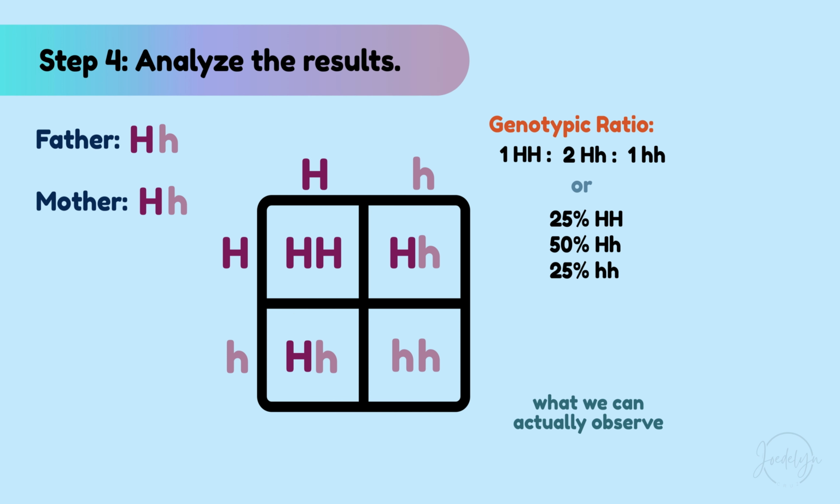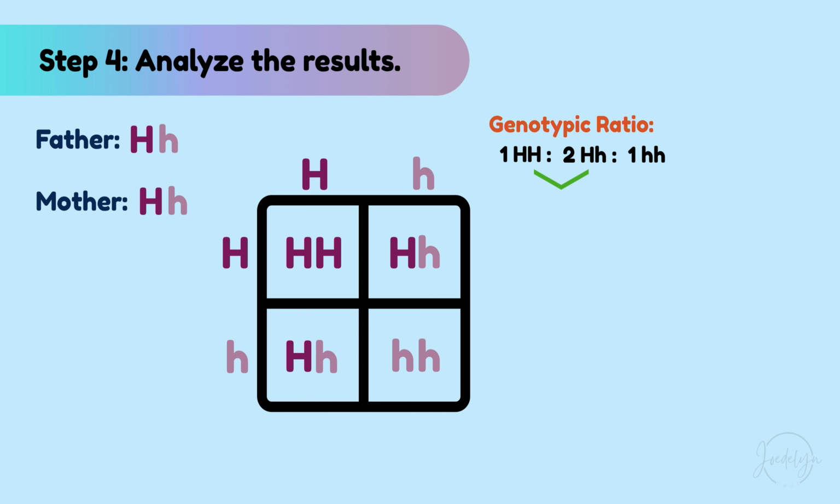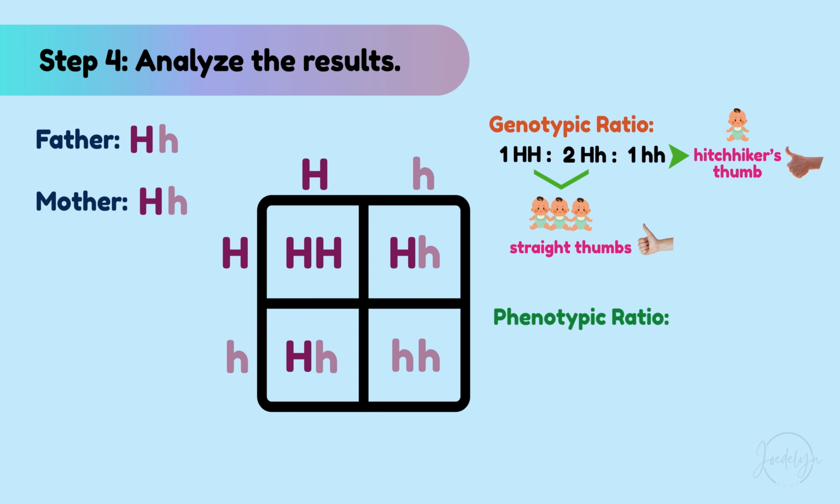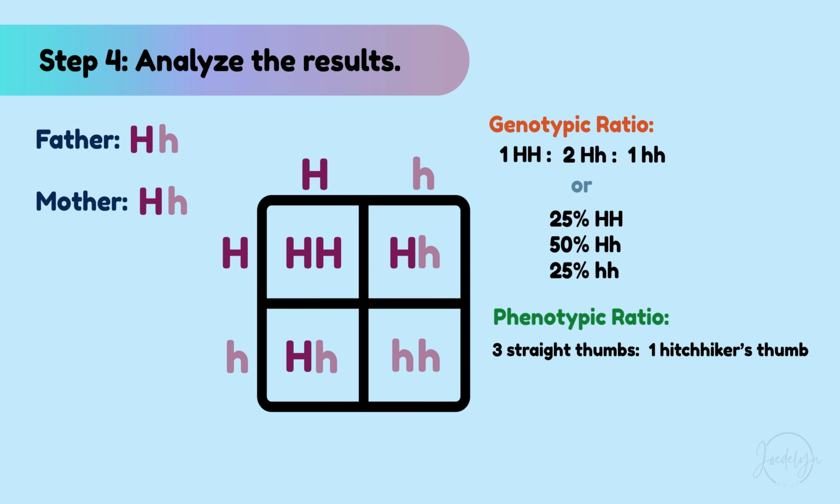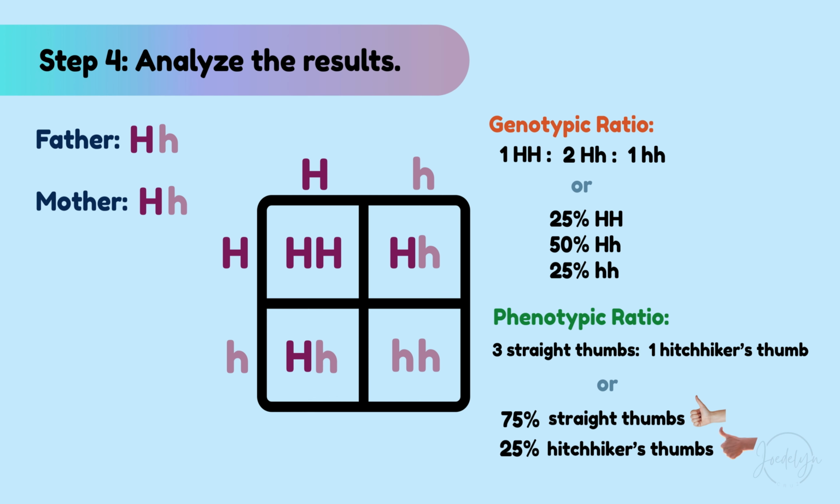Now let's talk about what we can actually observe. That's called the phenotype. Both HH and Hh result in straight thumbs. Only hh gives us the hitchhiker's thumb. So the phenotypic ratio is 3 straight thumbs and 1 hitchhiker's thumb. In other words, there's a 75% chance the child will have straight thumbs and a 25% chance they'll inherit the hitchhiker's thumb.